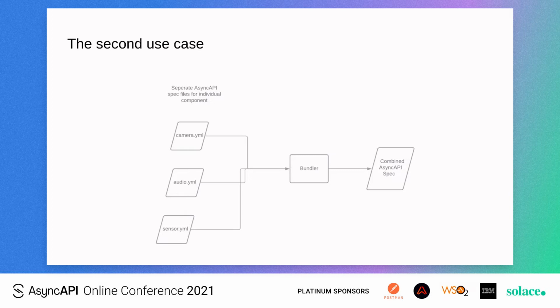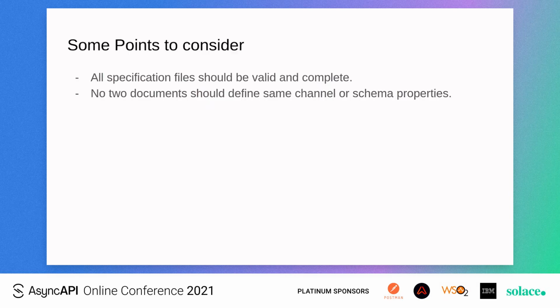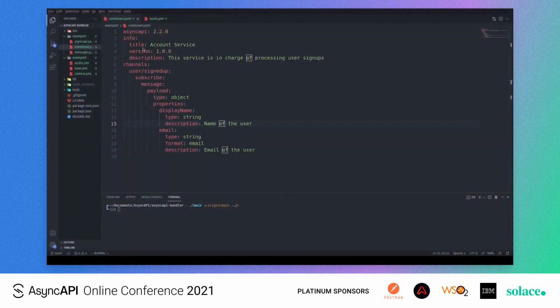Before we start with the example, there are some points to consider. All specification files should be valid and complete. What I mean by this is each individual specification file should follow AsyncAPI specification 2.0 or later, and it should be able to be parsed by the parser. And secondly, no two documents should define the same channel or schema properties. Okay, so now moving on to the code example.